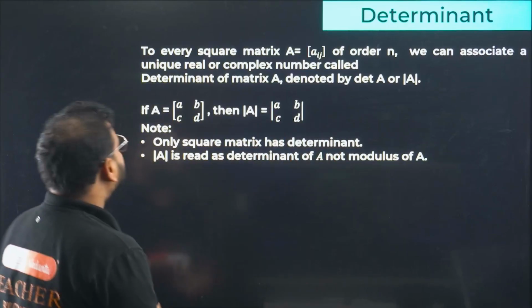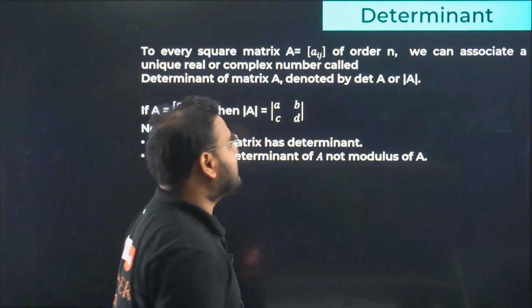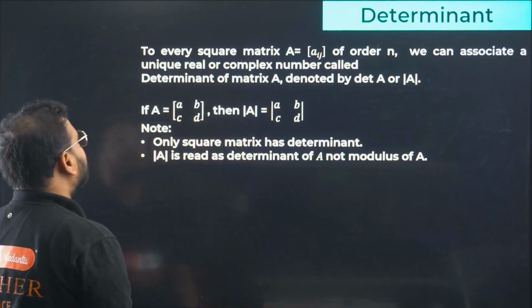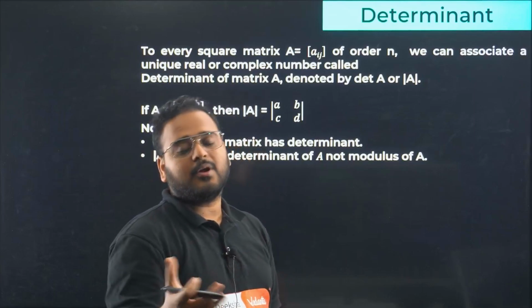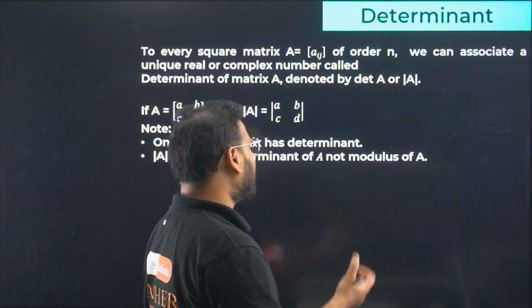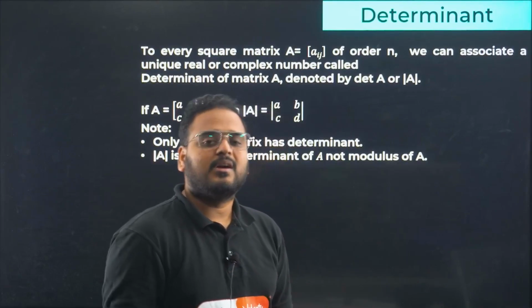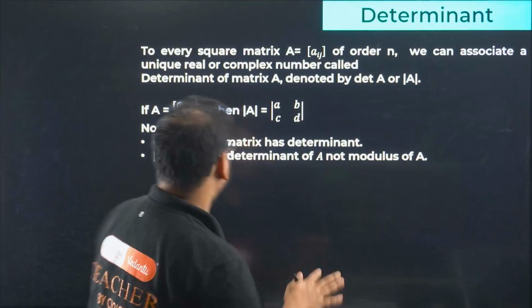Determinant: to every square matrix A, whose elements are given like Aij, of order n, we can associate a unique real or complex number. I already said that the number can be a real number as well as a complex number. If it is given in the form of variables, let's say A, B, C, D like this, of course the result will be in terms of those variables only. I'll show you that in the examples that I've taken.